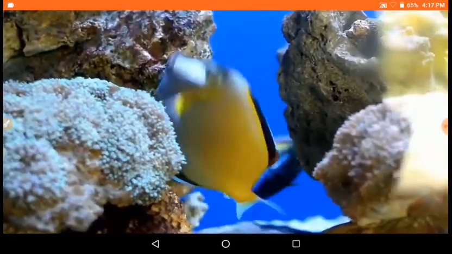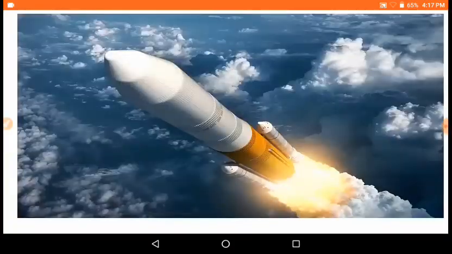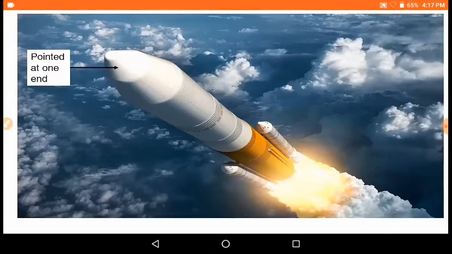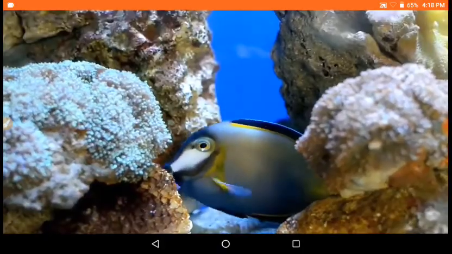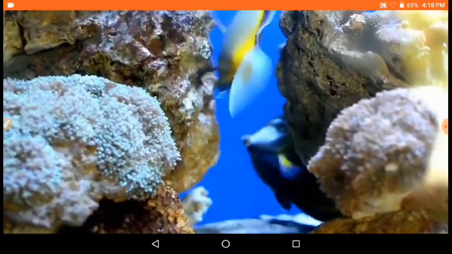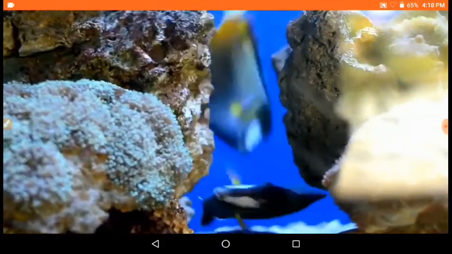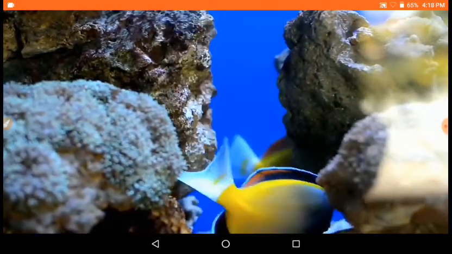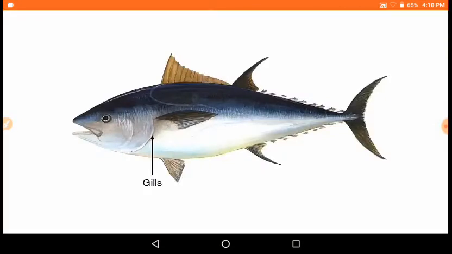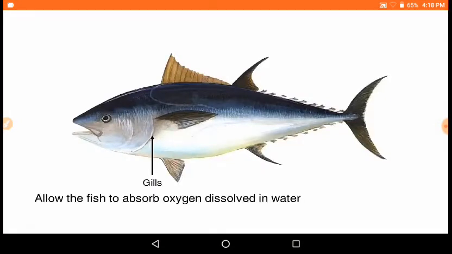Do you know what a streamlined shape is? Observe the shape of a rocket and how it is pointed at one end. Streamlining makes it faster for objects and animals to move in fluids. Fish also have flat fins, which help them change direction easily and balance themselves in the water. Instead of lungs, fish have gills that allow them to use oxygen dissolved in the water.